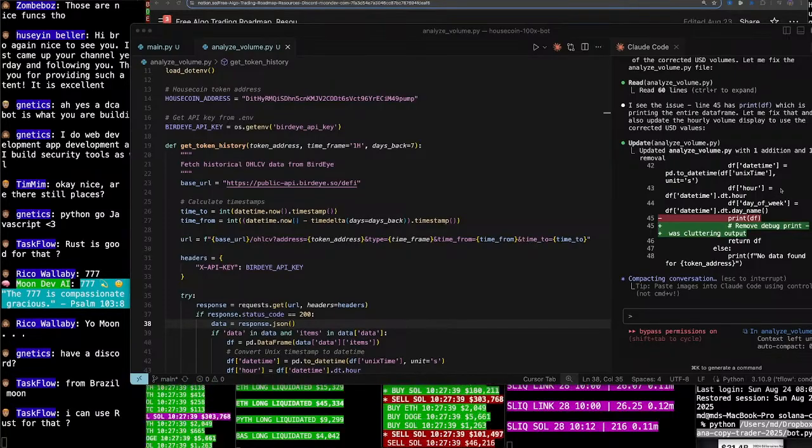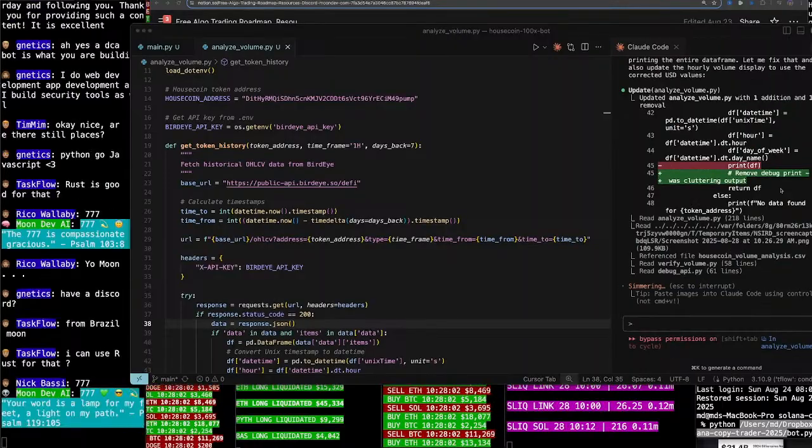Compacting conversation. I can use Rust for that if you want to. You can use any language you want. I use Python because it's the easiest. It was the easiest to learn. And I'm not an engineer by trade. I learned how to code like 4 or 5 years ago. I wish it was 6, 7 years ago.